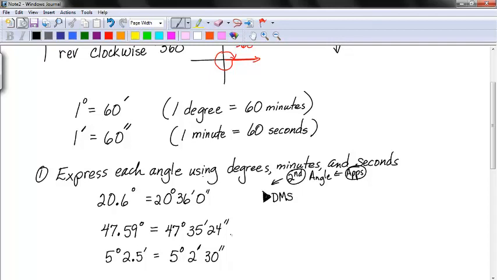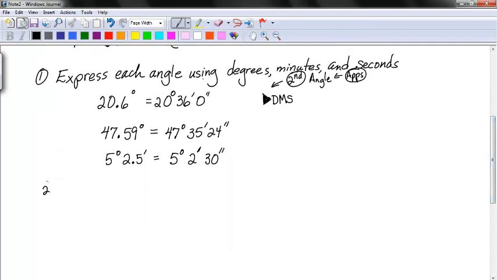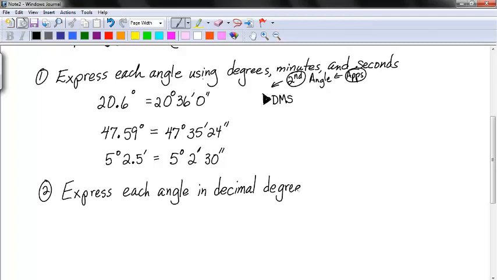Okay, now we're going to go the other way. They're going to give it to you in degrees, minutes, and seconds. And then we're going to go to decimal degrees. Okay? So let's look at that one. Okay, express each angle in decimal degrees.